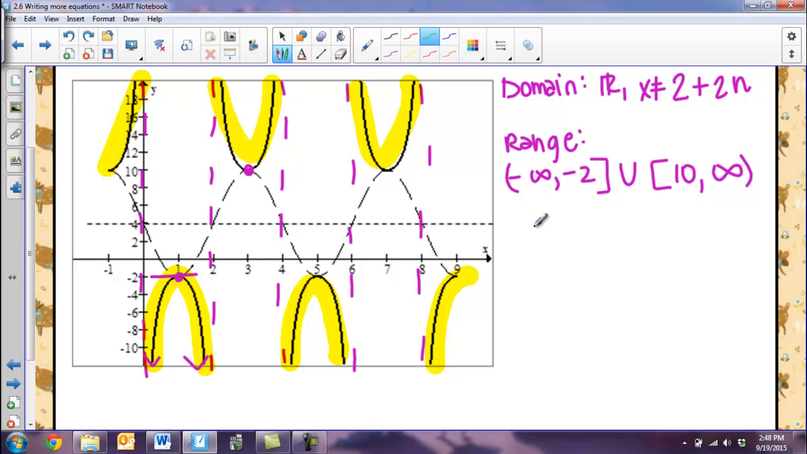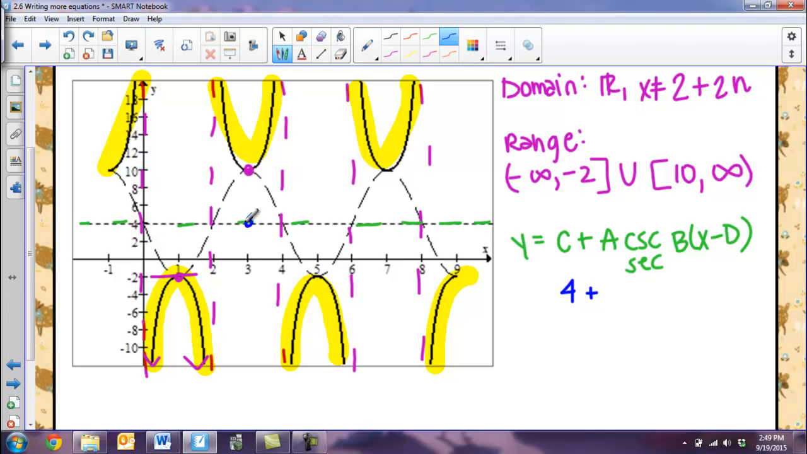Remember, A, B, and C are always going to be the same here. So I'm going to write this, y equals C plus A, and then cosecant or secant, doesn't matter, B times (x minus d). So my A, B, C are not going to change no matter what. C is your sinusoidal axis, same deal as a tangent, and that happens at 4. It's in the middle of all of your parabolas. So my C value is 4. The amplitude, the distance from that sinusoidal axis up to the top of one of the waves or to the bottom of a parabola, is going to be 2, 4, 6. We'll pick our secant and cosecant in a second.